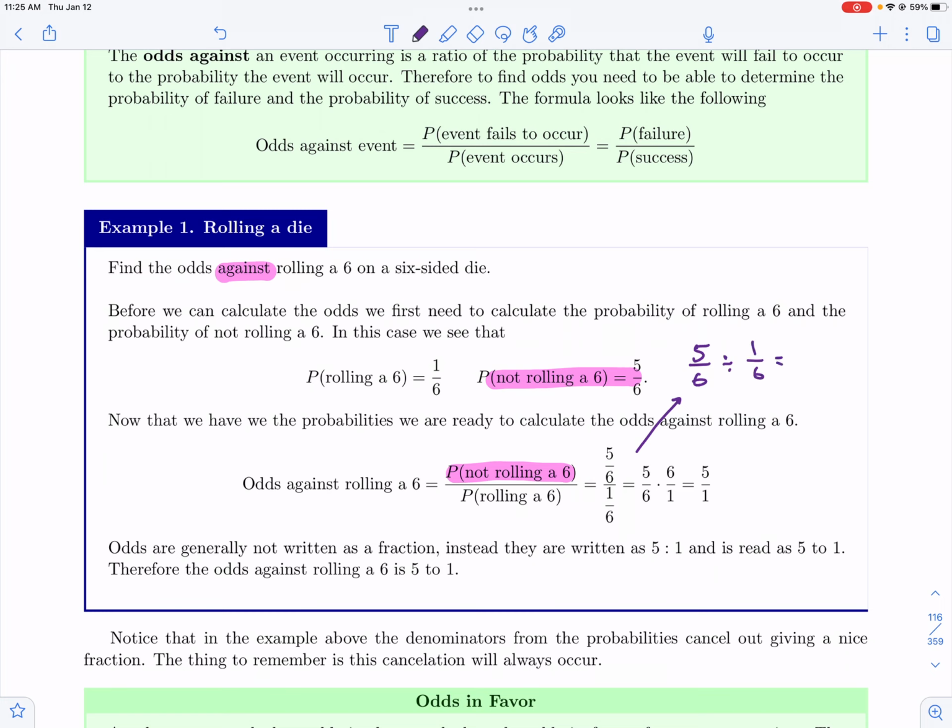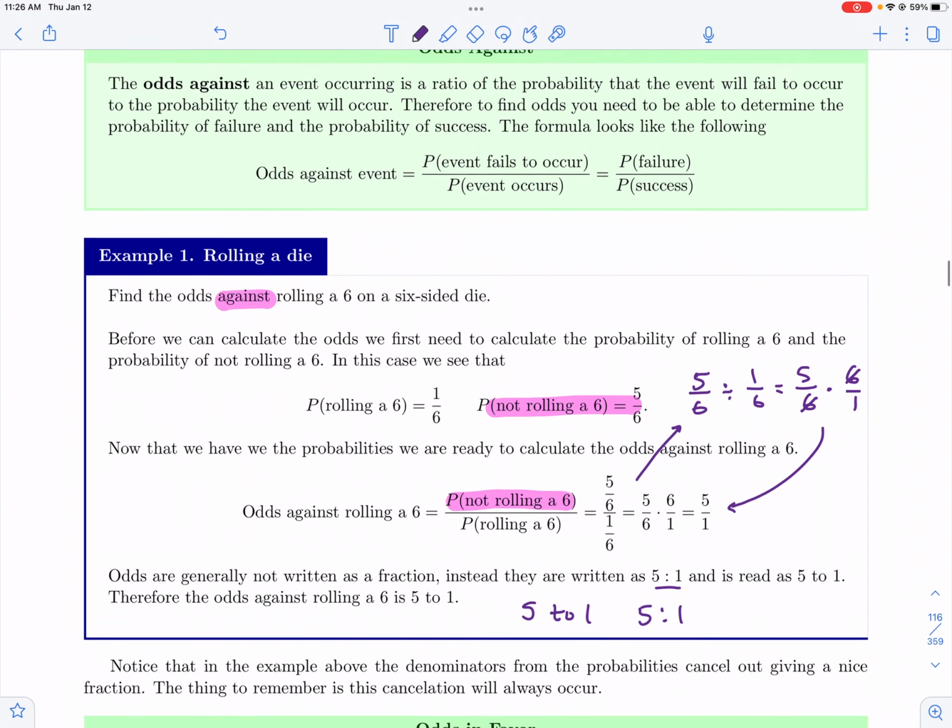When we deal with the division of fractions, what we do is we leave the first fraction alone and flip-flop the second fraction. Since we've got a 6 on the top and a 6 on the bottom, those are going to cancel out, and we're left with just 5/1. Or if we want to write it in terms of words, we'd say that the ratio was 5 to 1, or sometimes you'll see this colon, 5:1.